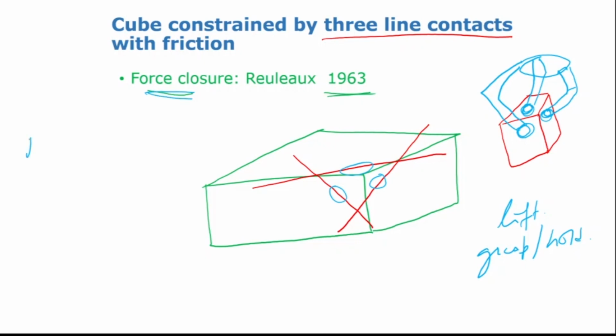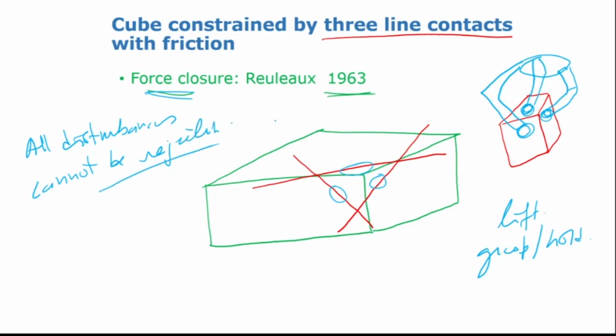Why? Because all disturbances cannot be rejected, which means that there will be disturbances which are going to destabilize the system. That destabilize here means basically the grasp will fail. So what I mean basically here is grasp fail. Okay, that's what I mean by stability here. So in this particular case, this is under force closure.